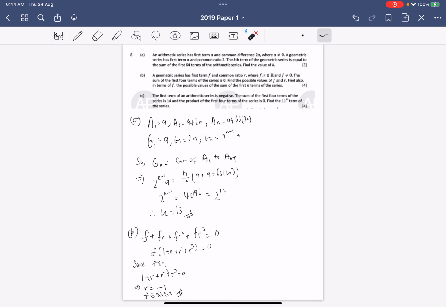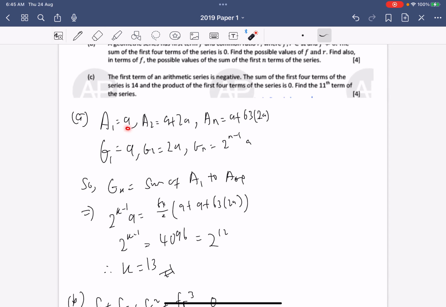As for question 8, now we know that the arithmetic series has the first term a and a common difference of 2a, and the geometric series has the first term a and common ratio 2. The kth term of the geometric series is equal to the sum of the first 64 terms of the arithmetic one. So we also find the value of k.